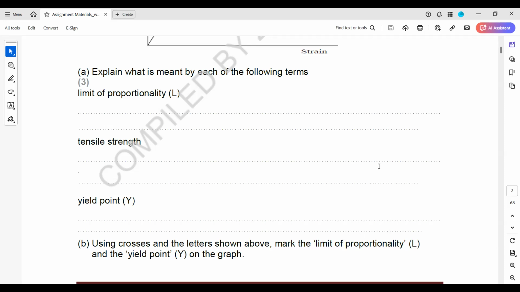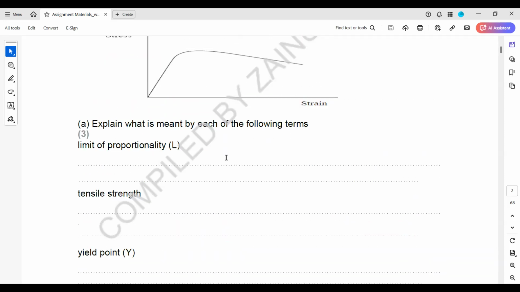Using the crosses and the letters, mark the limit of proportionality and the yield point. If I want to mark the limit of proportionality, it is the last point where the graph is straight. Then, as you can see here, this is the plastic region, where plastic deformation starts. So I can mark the yield point anywhere in this region.